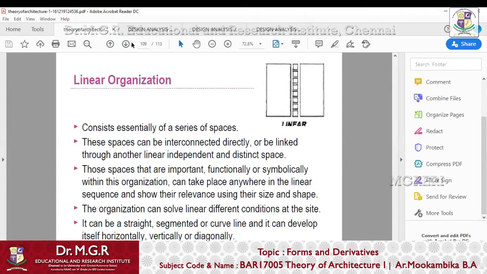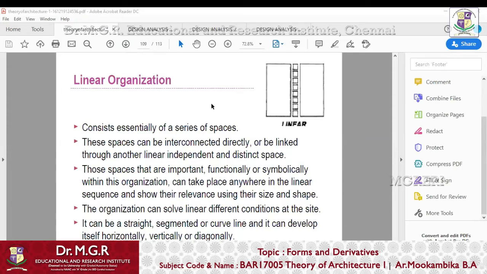Linear organization consists essentially of a series of spaces. For example, these hawkers in T Nagar and our roadside shops, what we have, they have been arranged in a linear fashion. So those spaces can be interconnected directly or be linked through another linear, independent, and distinct space. So it can be interconnected directly or through a corridor space or through another linear, independent, and distinct space. It can all be connected. For example, a market.